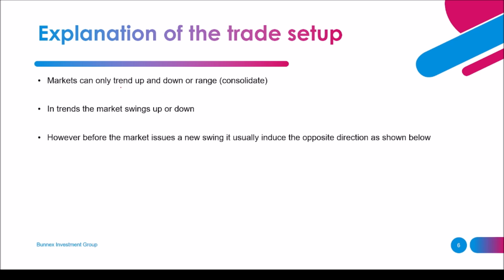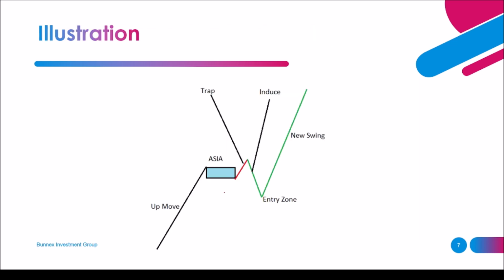Firstly, markets can only trend up and down or range, the same way we call consolidation. In trends, the market swings up or down. However, before the market issues a new swing, it usually induces the opposite direction as shown below. In this particular case, we can see a swing to the upside, which we highlighted as the up move. After that swing, this was a day of rise.